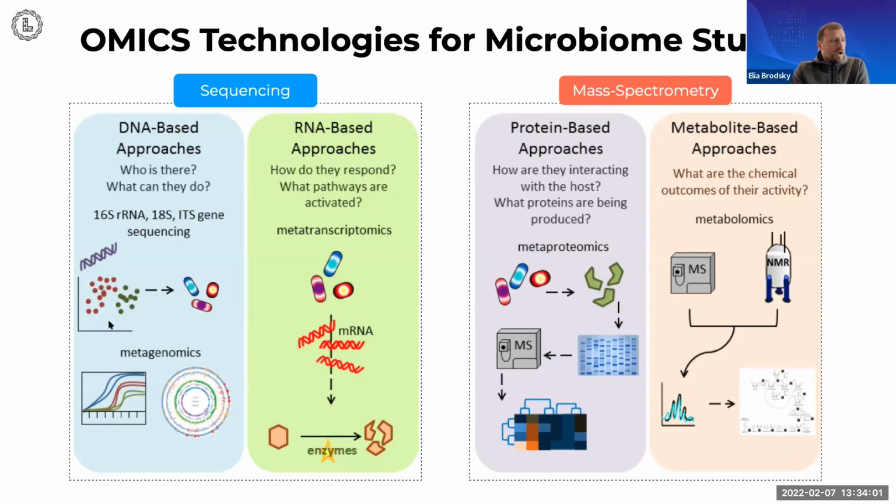Now, another way to study this kind of data is to see not only which genomes are present, but also which genes are being transcribed. With metatranscriptomics, we're relying on RNA. Here, it's important to separate the genes that are being produced by the host from those of the actual microorganisms that are present. And then there's also mass spectrometry, where we can analyze the proteins and the metabolites that are being produced.